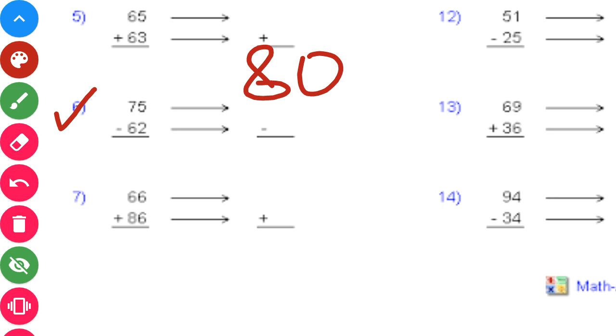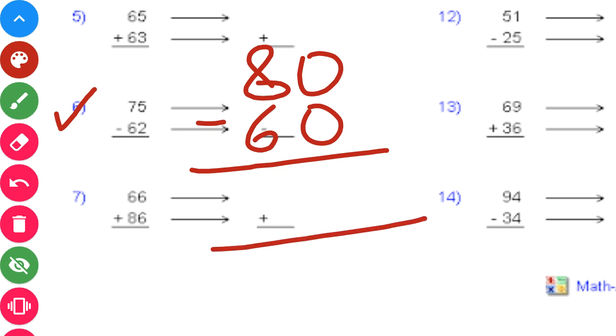Now, 62. The number given at ones place is 2. So, put a 0 there and 6 will remain 6. So, 80 minus 60, what will we get? 80 minus 60 we will get 20. Shabash. Good.